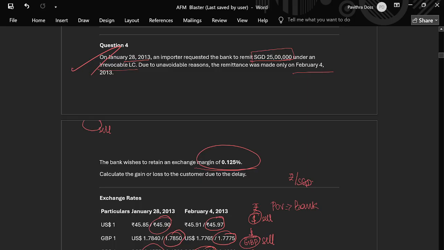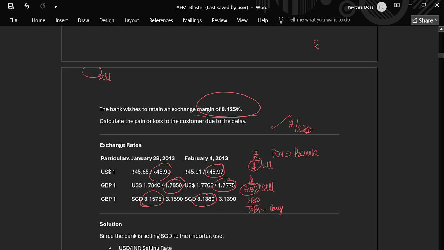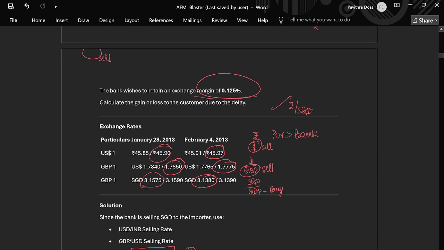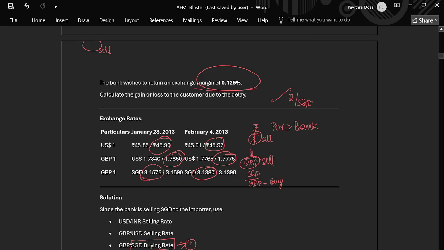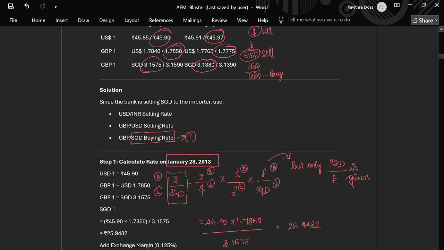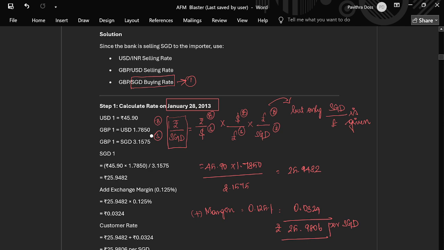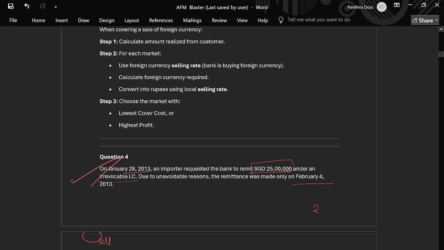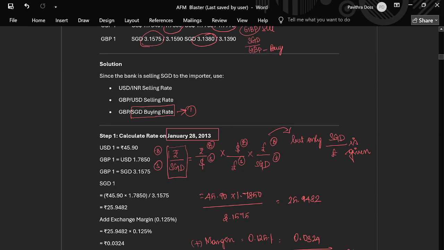So what do we need? We need rupee per SGD, clear. So from the point of view of the bank, we are going to sell SGD.